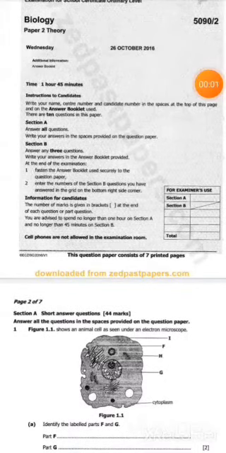Question A, short answer questions, 44 marks. Answer all the questions in the spaces provided on the question paper. But remember, we said we're only going to answer question 1 of this paper. And it reads, Figure 1.1 shows an animal cell as seen under an electron microscope. So you can see from our diagram, we have part I, part F, part H, part G, and the cytoplasm.